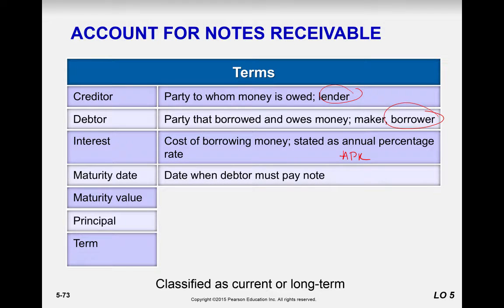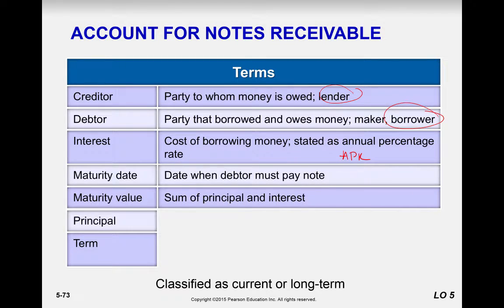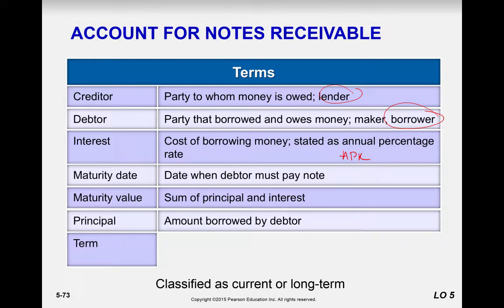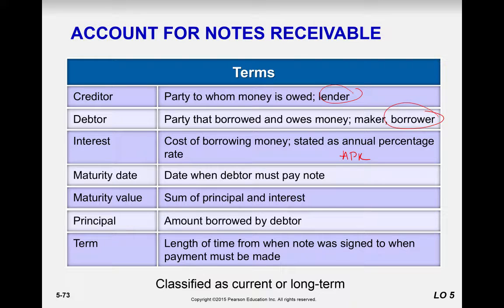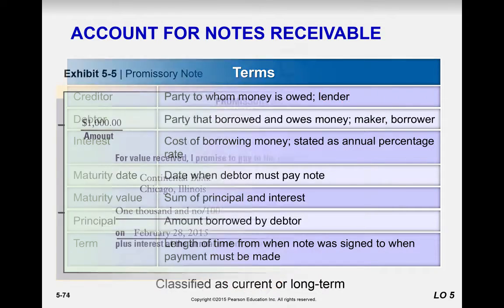You're probably familiar with that with credit cards. Maturity date, the date when it has to be paid. Maturity value includes principal plus interest. Principal is the amount you borrowed, and terms is for how long you borrowed it. And it is classified as current or long-term. What is classified as current is the piece that is coming up within the next 12 months.